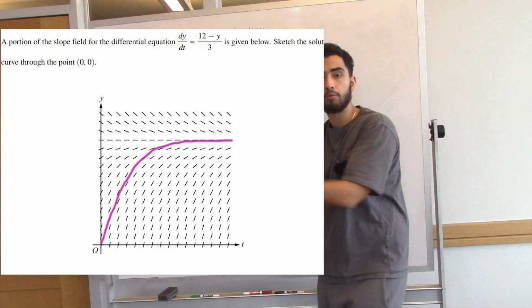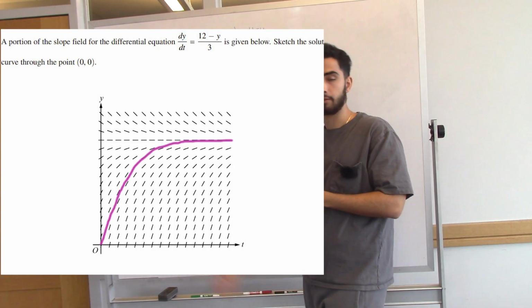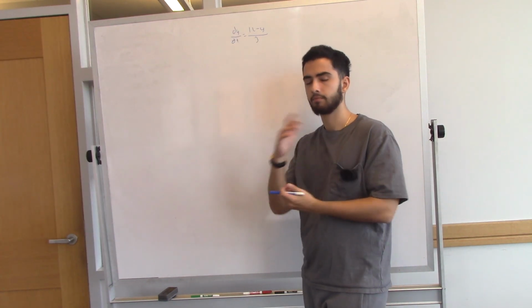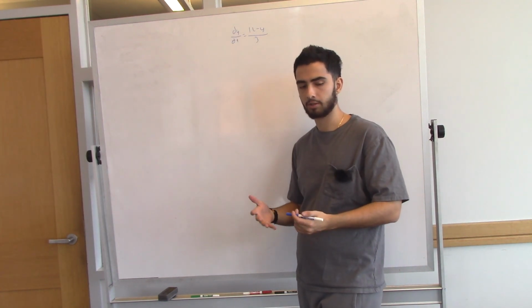Once again, movie magic or something, you're going to see it up here. Just draw a straight line for 0, 0. Well, not a straight line, but the line that passes through all appropriate slopes.